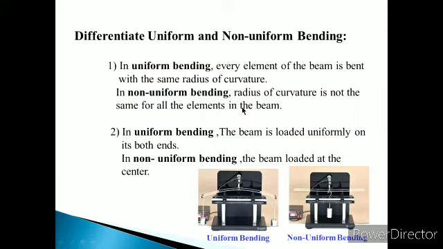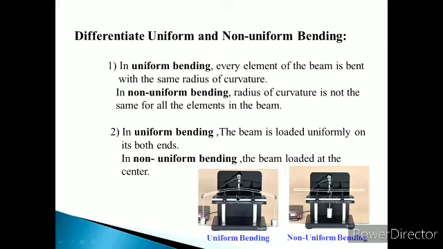Now, what is the difference between uniform and non-uniform bending methods? This was already discussed in lecture 3, and this is our lecture 4. This is uniform bending, and this is non-uniform bending. In the uniform bending method, the major difference is that we apply the load at both ends of the beam. But in non-uniform bending, we apply the load at the center. In uniform bending, the beam is loaded uniformly at both ends. In non-uniform bending, the beam is loaded at the center. This is the major difference.